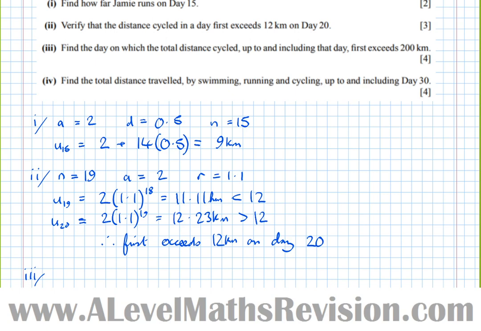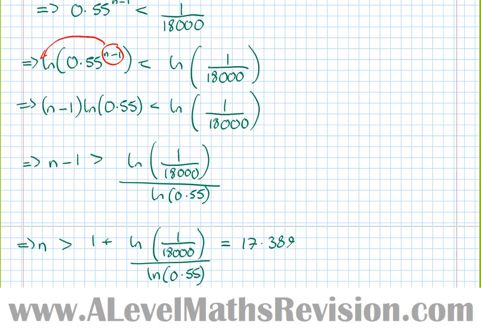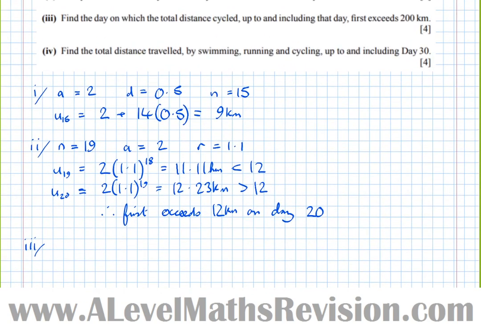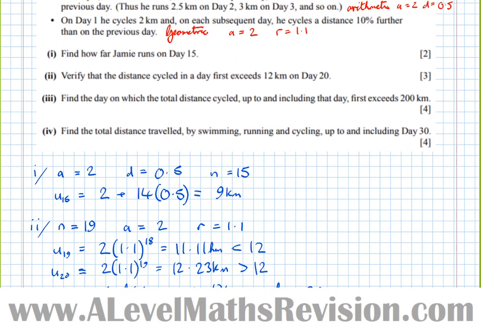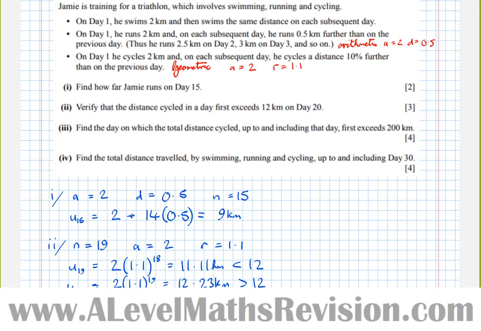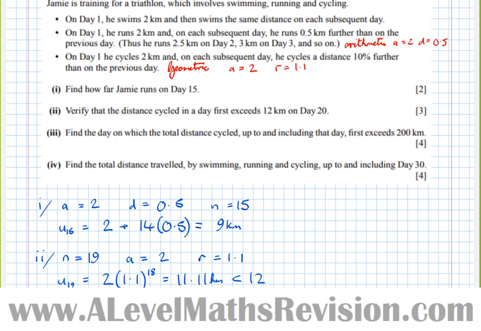So it's very similar to the previous example that we did just here, except it uses a different formula. So have a go at part 3. Find the day on which the total distance cycled first exceeds 200 kilometers. Look at what type of sequence it is. Use the correct formula and rearrange.